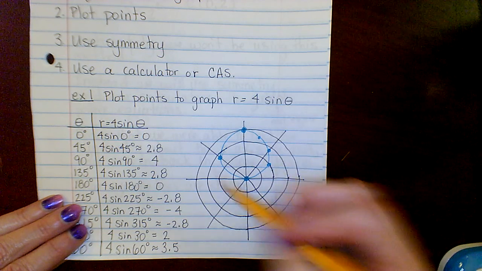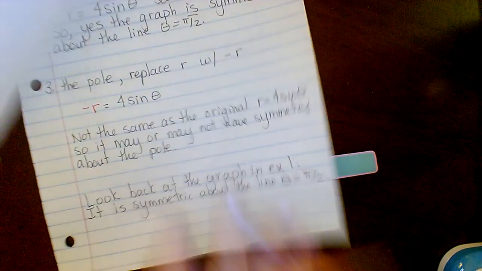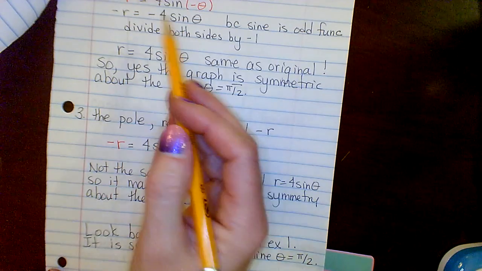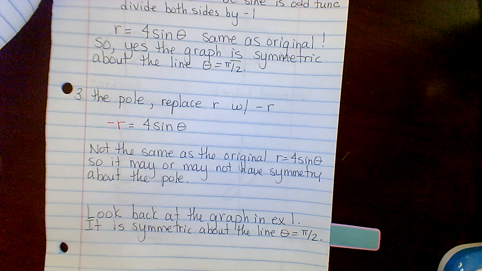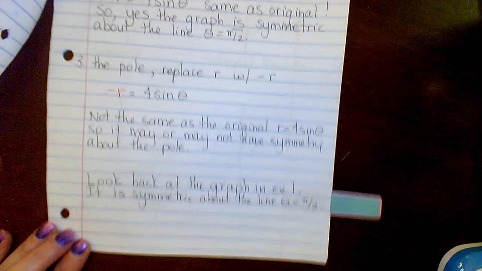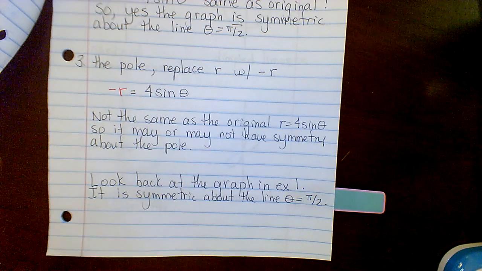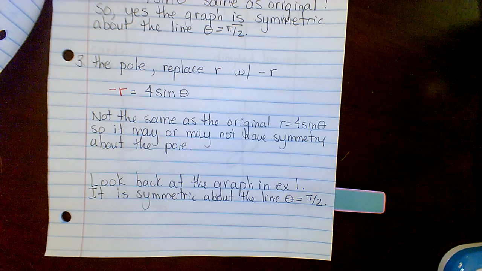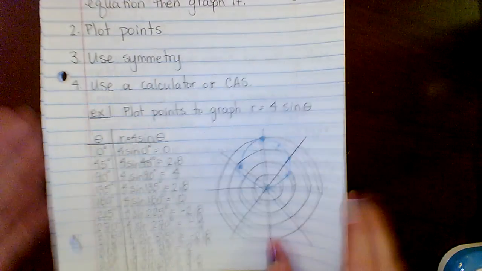So what you would do then is get out your calculator to graph that r equals 4 sine theta. And we're going to do that in the next part of the section. So that concludes the first part for section 10.4.